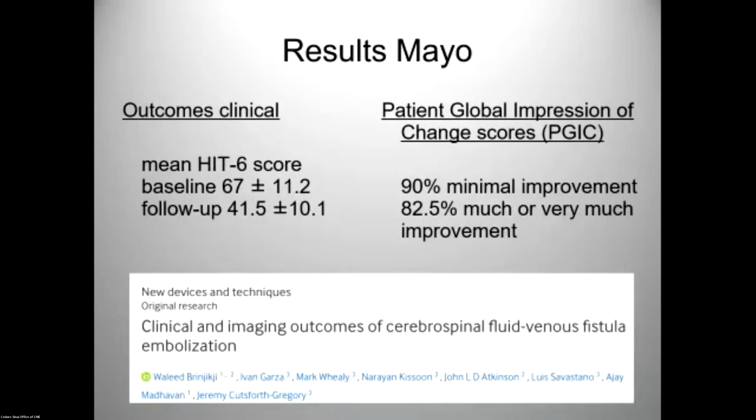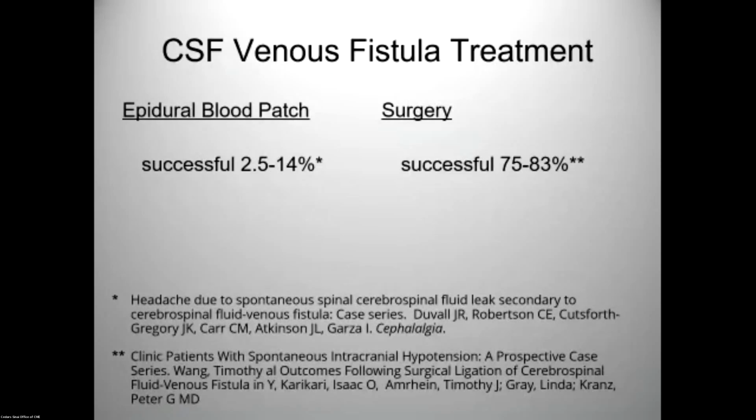Here are the HIT results, improvement from baseline to follow-up, and 90% was recorded as minimal improvement, 82% as a very high degree of improvement in the symptomatology. As was alluded to previously, the epidural blood patch success is limited in CSF venous fistula, and surgery is the way to go, even though the literature states 75 to 83%. I think it may be higher than that.